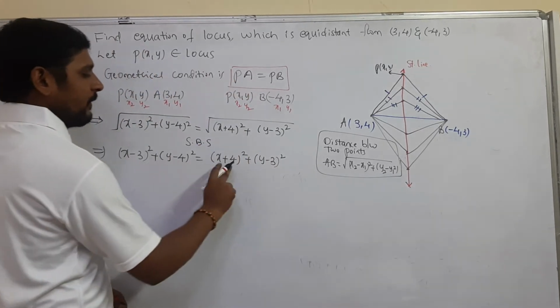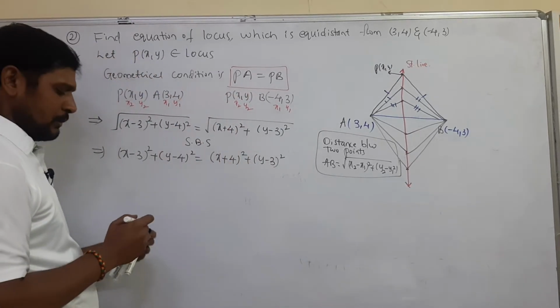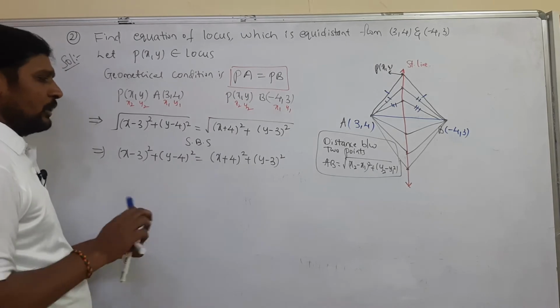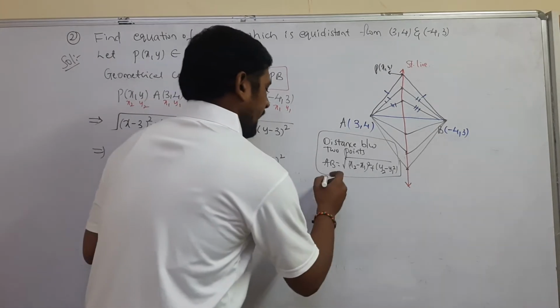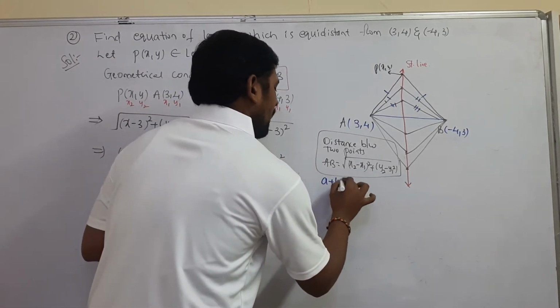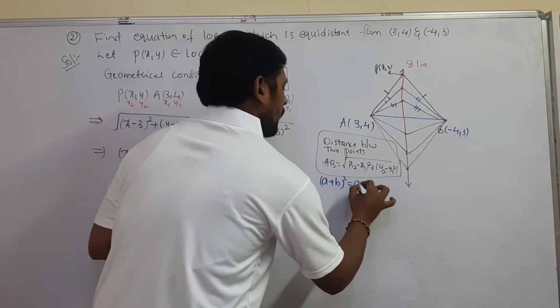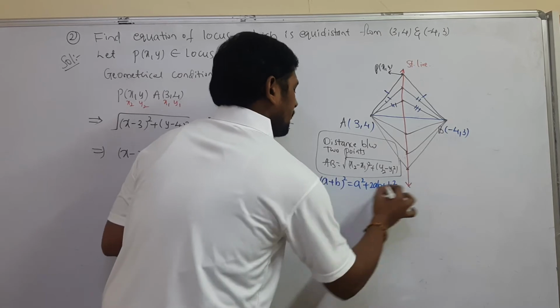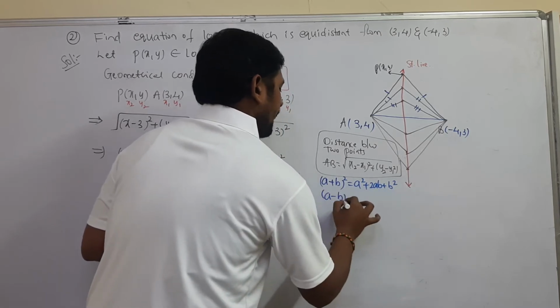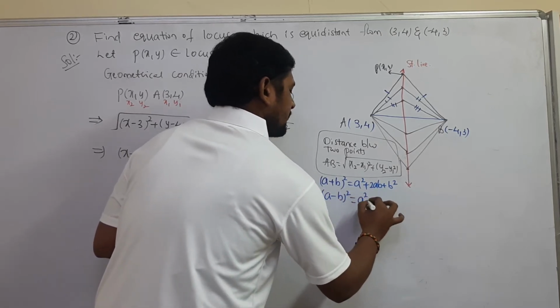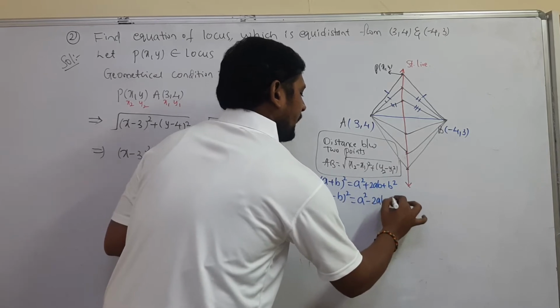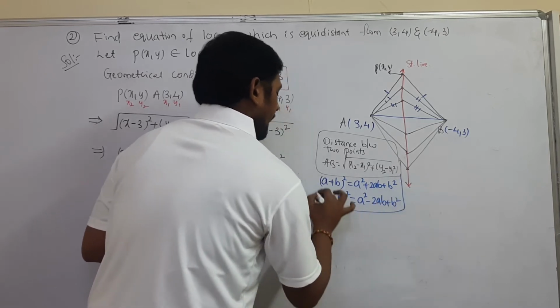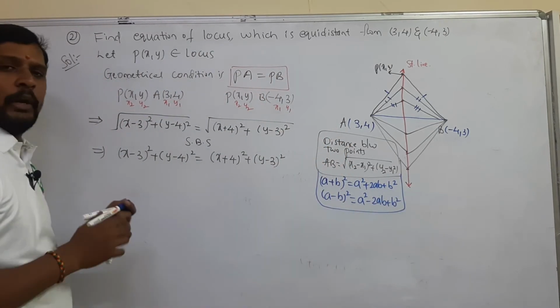These are in the form of (a plus b) whole square and (a minus b) whole square. I think you already know the formulas. Let us write them down once. (a plus b) whole square is a square plus 2ab plus b square, and (a minus b) whole square is a square minus 2ab plus b square. Using these formulas we are going to simplify it.